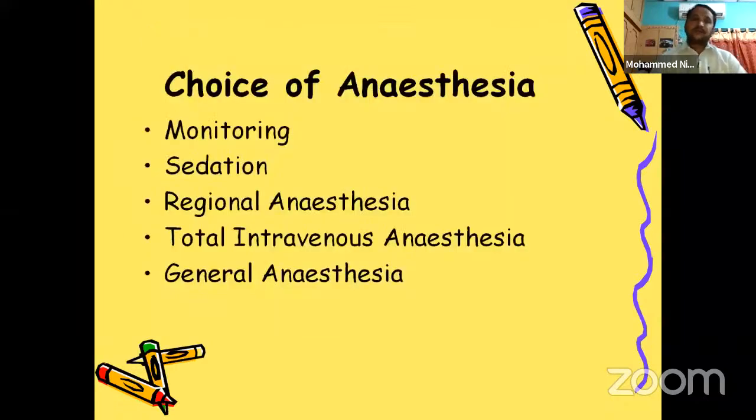Now, coming to the choice of anesthesia. There are various choices. One is monitoring: the proceduralist may call you just for simple monitoring, so that if some untoward incident happens, you can take care of it, or for some sedation. Then there are other techniques which require regional anesthesia, total intravenous anesthesia, and general anesthesia.